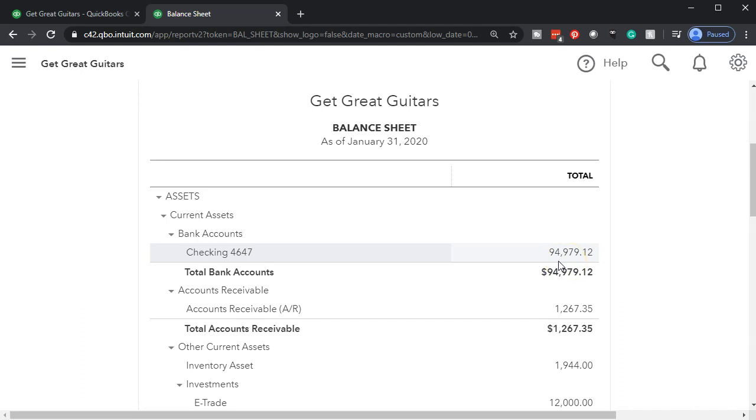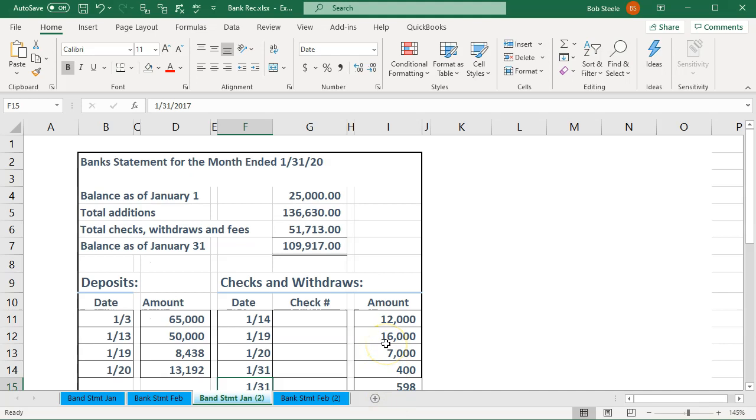You might say, well, that should be easy, because this is as of January 31st, 2020. I have $94,979 in the account. Can't I just go to my bank account and check that that's the same number on the bank account? And if we were to do that, we'd have to say, well, no, because if I go to my bank account, for example, this is our mock bank account, we have the 109,917. It doesn't tie out, doesn't match, and it's almost never going to match if you have any significant amount of transactions happening.